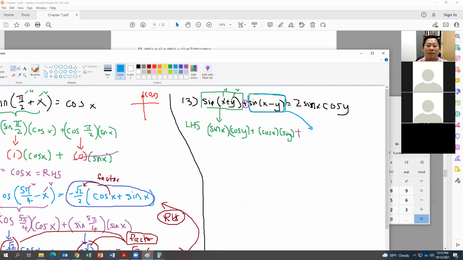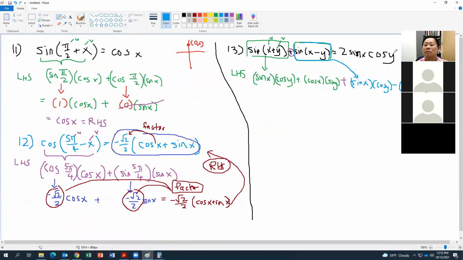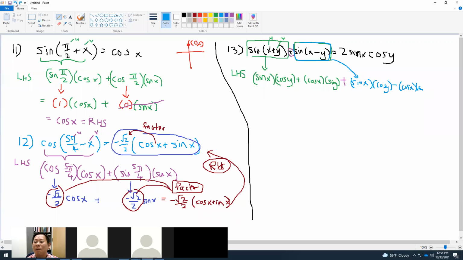Cameron, can you tell me what is sine(x − y)? Would it be sine x times cosine y minus cosine x times sine y? Mhm. Make it bigger so you can see it. Can someone tell me what we can do here once we apply these two formulas?